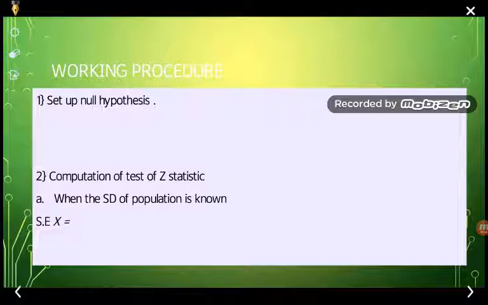The working procedure consists of the first step. You know that even in the student test and the rest of the significance tests, we have to apply the first step, that is to set the null hypothesis. Here also we are going to set the null hypothesis, which can be represented by H0. We assume that there is no significant difference between the sample mean and the population mean.